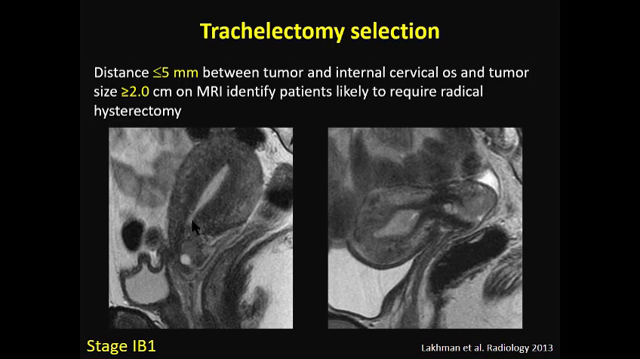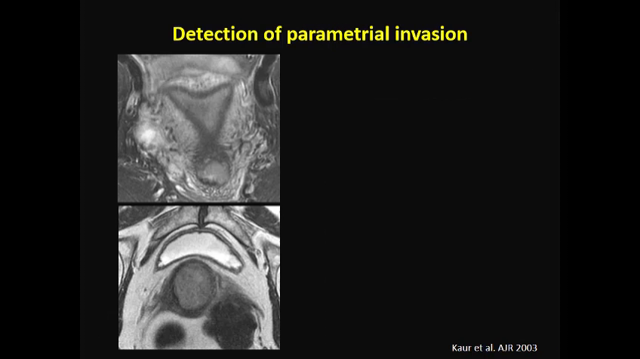You can see here it is very close, definitely less than a centimeter. In the other case here it is more than a centimeter. This case did not have trachelectomy, unsuitable. This case is suitable because the tumor is more than a centimeter from the os.